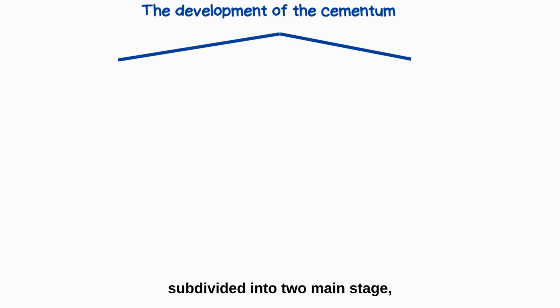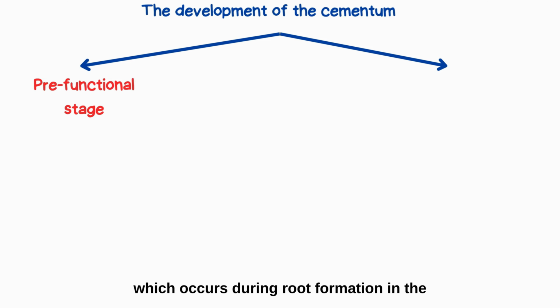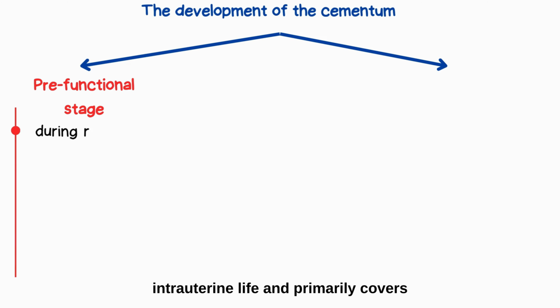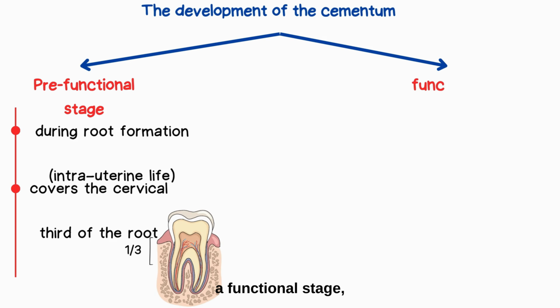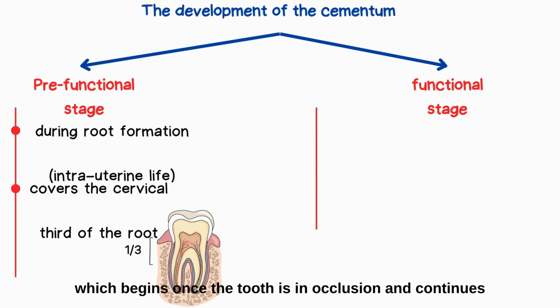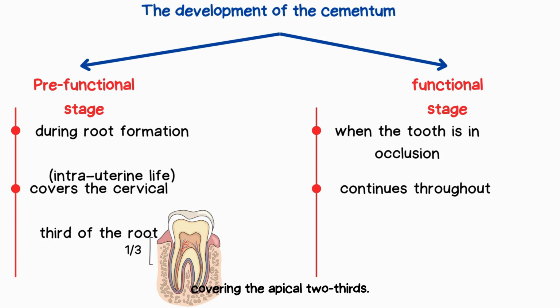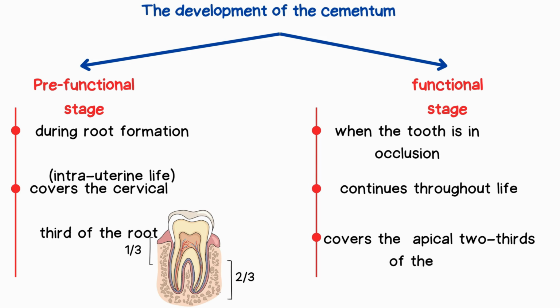The development of cementum can be subdivided into 2 main stages: a prefunctional stage, which occurs during root formation in the intrauterine life and primarily covers the cervical third of the root. A functional stage, which begins once the tooth is in occlusion and continues throughout life, covering the apical 2/3.